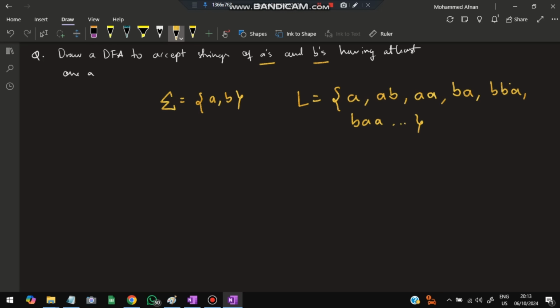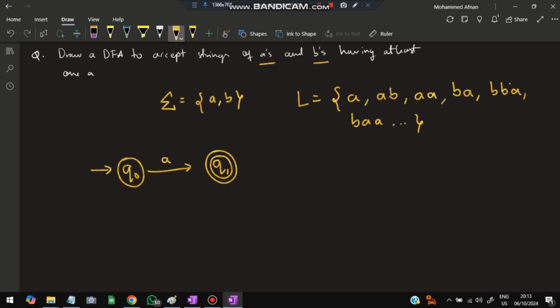Okay, so we'll make the transition diagram. First, we have to make here Q0. After making Q0, we'll first be seeing A here, and A is required to reach the final state. So we'll be writing here the final state. This is the final state. Okay, so this is the one where we have A, and this goes to Q1.